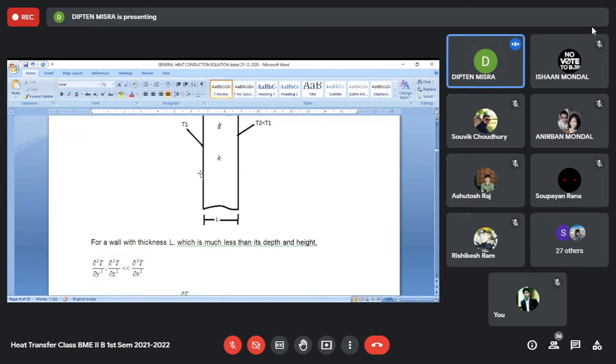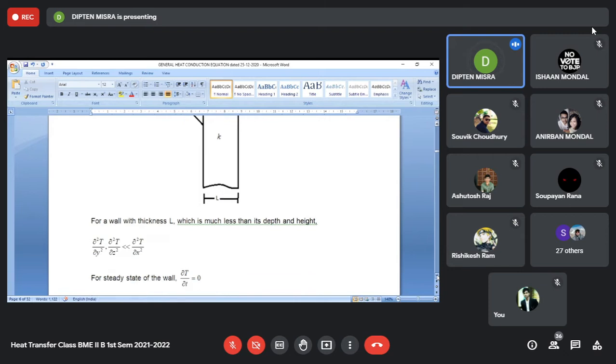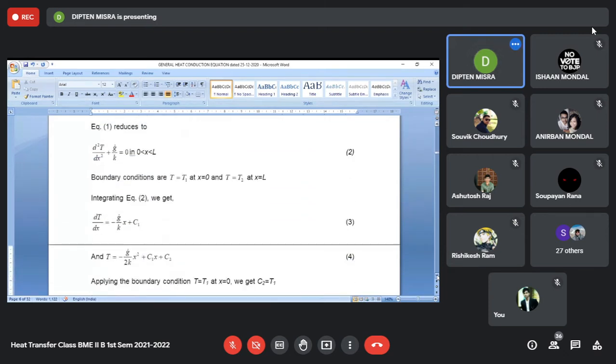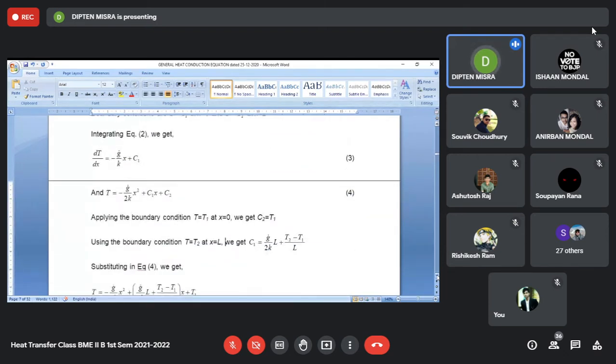So, what we see is that on this entire surface, if we now examine what will be the nature of heat flux, will it vary over the surface? The heat flux, will it vary over the surface? If you see, the temperature distribution doesn't have anything to do with y and z.